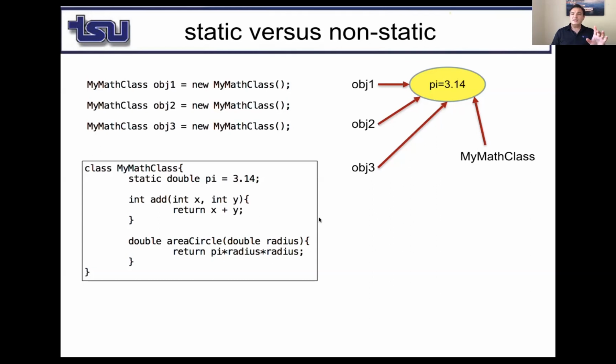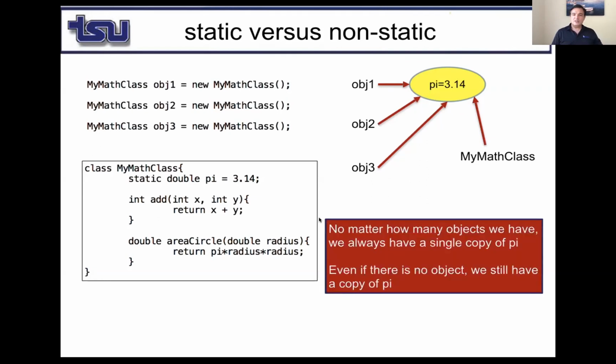With static data members, you have only 1 copy, whether you have an object or not. Whether you have 10 objects, 20, it doesn't matter. No matter how many objects you have, you only have a single copy, always. Even if there is no object, we still have a copy of pi.